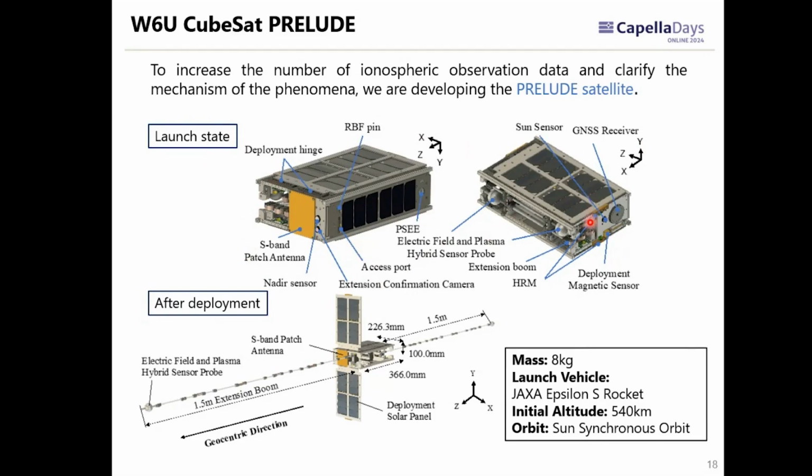By using constellations, we can get more data. We will launch the satellite in this launch state, and after launch, we will deploy the solar panel and also a 1.5 meter extension boom to acquire data. Here, the electric field and plasma hybrid sensor probe is located at the top of the extension boom. This will be launched by the Japanese Space Agency JAXA's Epsilon S rocket next year, and our orbit is a sun-synchronous orbit, so it will turn around the Earth.